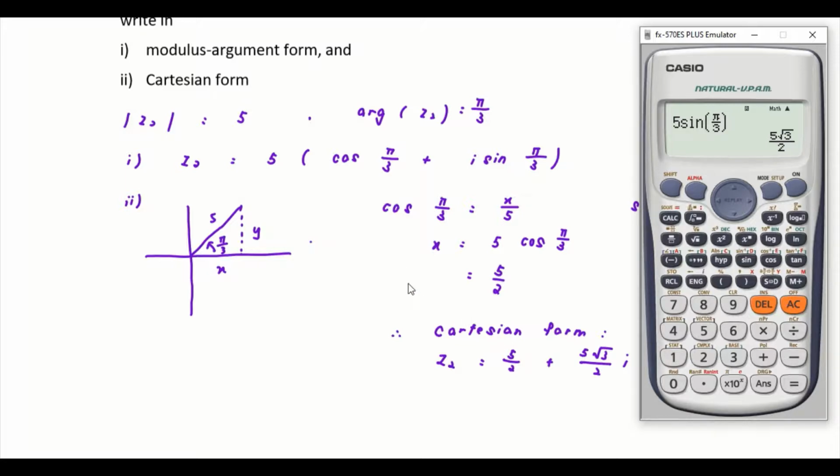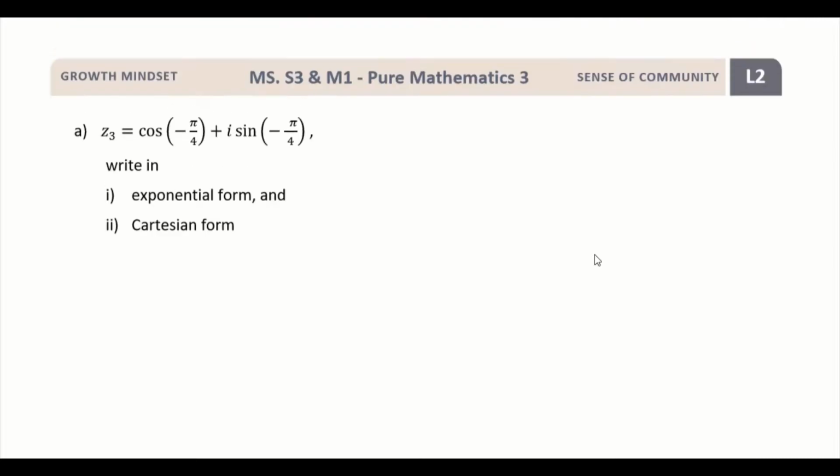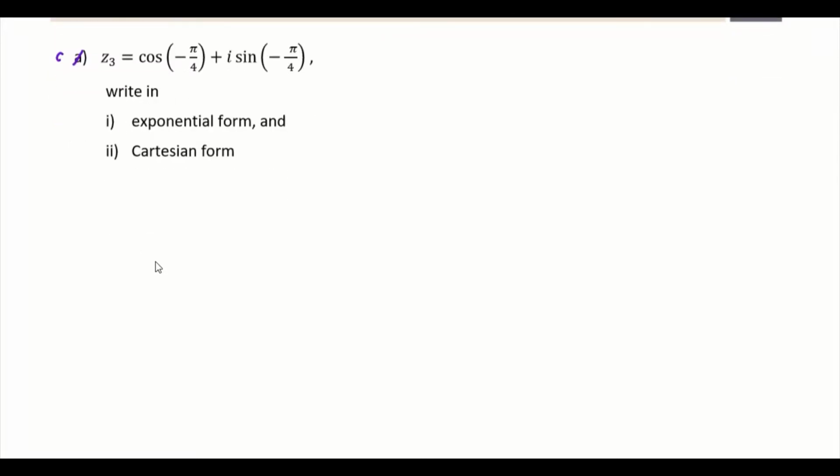Alright, so let's move on to the next question. Sorry, this is supposed to be C. I'll try to change it in your handout. So z3 equals cos negative pi over 4 plus i sine negative pi over 4. This is in the modulus argument form, and then we need to write it in exponential form.